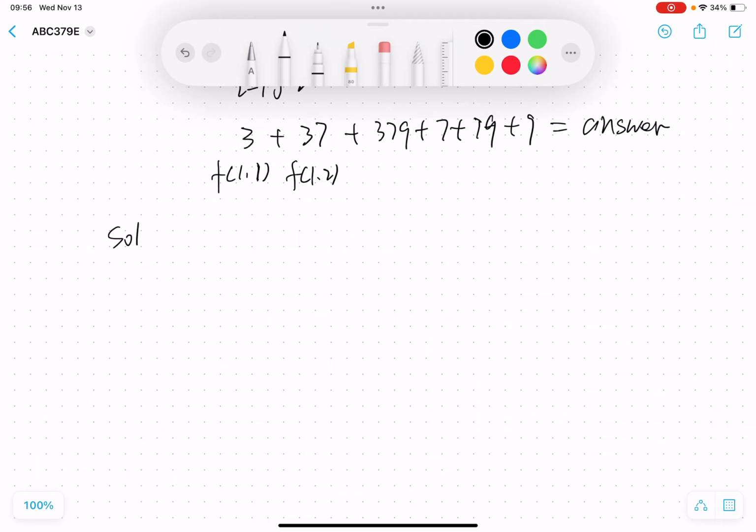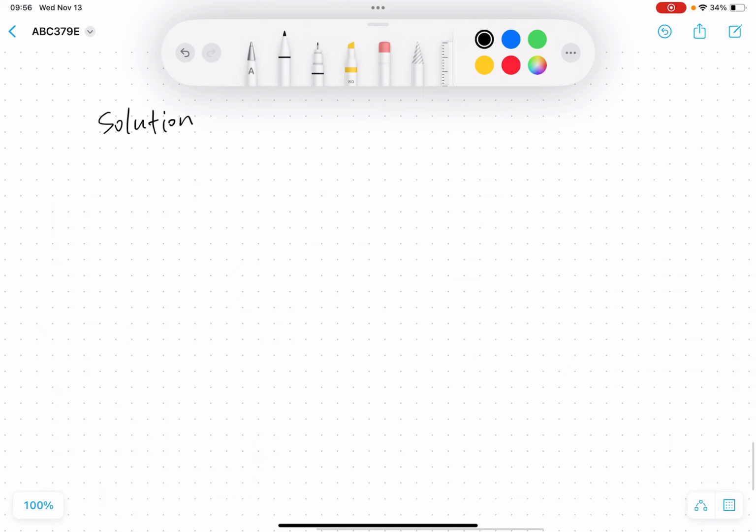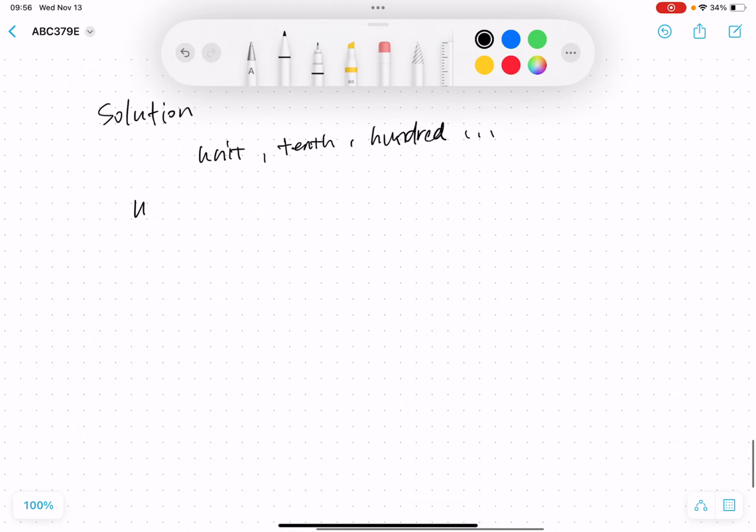Next part, let's talk about the solution. In this part, we can calculate. The answer will be very long, so we can calculate the answer from the unit digit, tens digit, hundreds digit, thousands digit, and so on. So for the first part, for the unit digit, how do we calculate it?